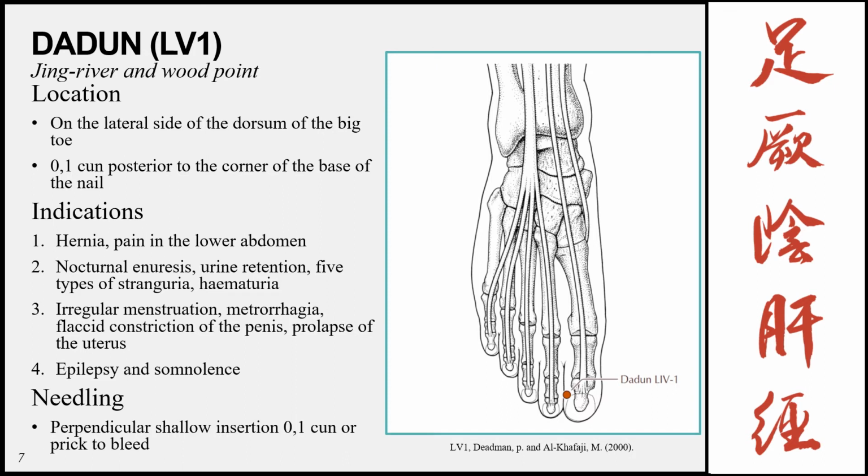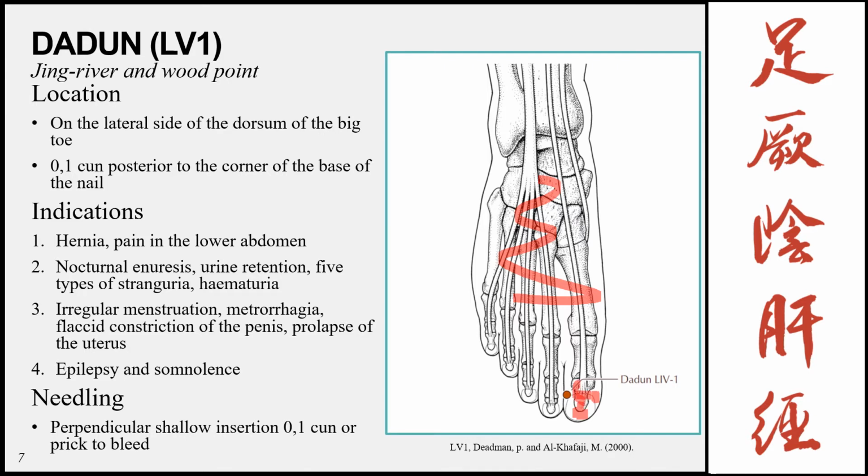So now we're moving on to the first point of this meridian, Dadun, liver 1. This is a Jing River and Wood point of the meridian, and it is located on the lateral side of the dorsum of the big toe. So we're on the dorsal aspect of the foot, this aspect. What we're going to do is go to the posterior aspect of the nail over here, and then we've got to go to the lateral end of it. This is the medial side, and we've got to go to the lateral side over here.